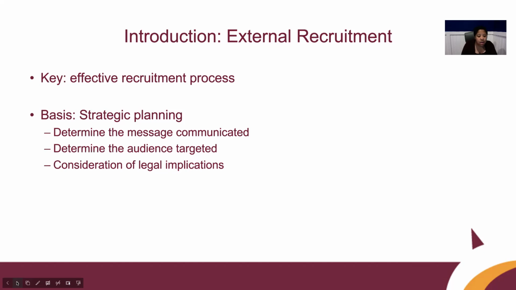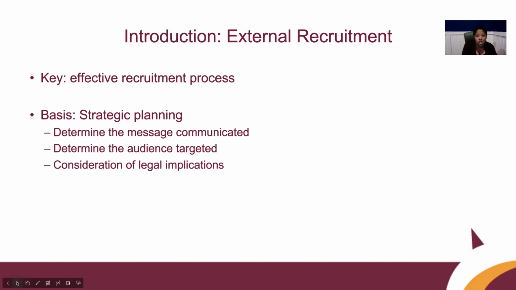So first, let's talk about what external recruitment actually is. What does it look like? What does it mean to us as human resource professionals? And so, as we've discussed up to this point, the ability to recruit, to acquire, and to retain talent all begins with strategic planning. So much so that it was the very first chapter in our text.